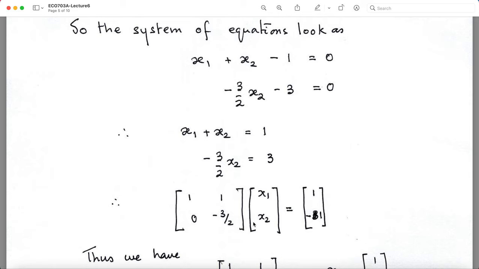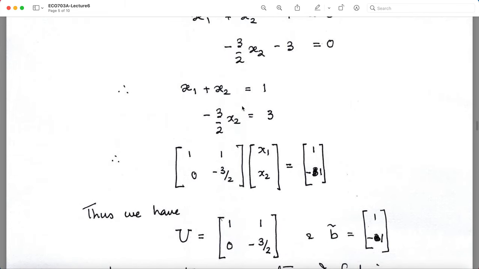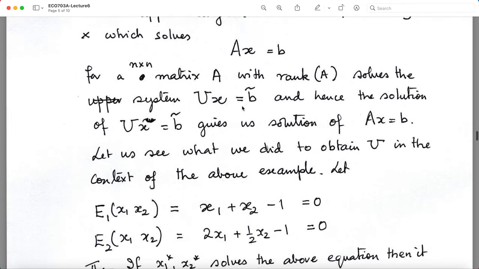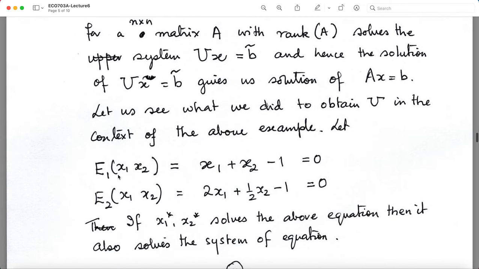So row changing means not only are the matrix coefficients changing, the B part is also changing, as you have seen. Because I have taken the B part to the left side of the equation. Of course you can keep it on the right side and do the same, but suppose I write the first row as equation E1: x1 plus x2 minus 1 equal to 0, and E2: 2x1 plus half x2 minus 1 equal to 0.